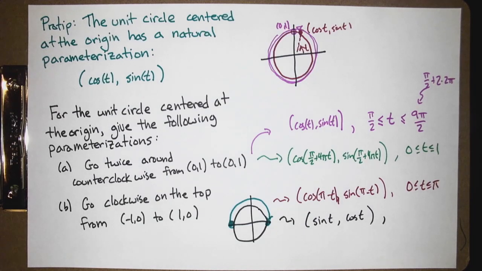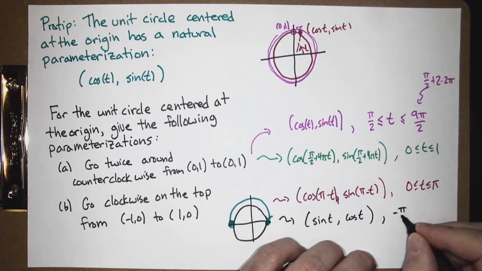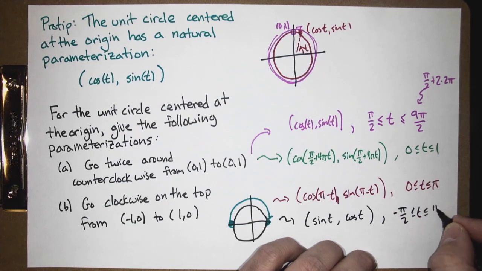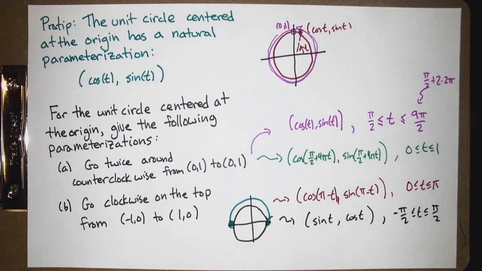I should not have tried this in real time. Okay. So negative pi halves less than or equal to t, less than or equal to pi halves. Would that work? Yes? No?